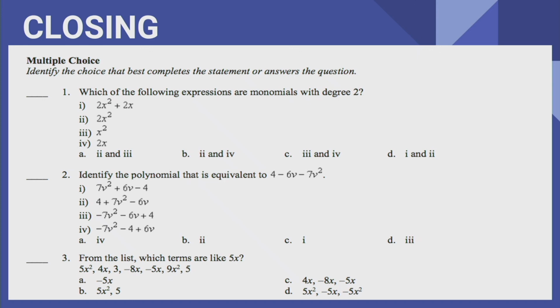I want you all to try these 3 closing questions. The first one is, which of the following expressions are monomials with degree 2? Remember to check the exponent for degree 2. Second question, identify the polynomial that is equivalent to 4 minus 6v minus 7v square. The word equivalent means equal to. And the third question is, from the list, which terms are like 5x, which is a monomial.